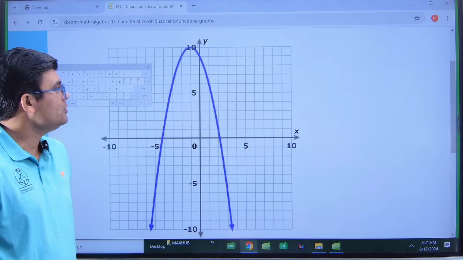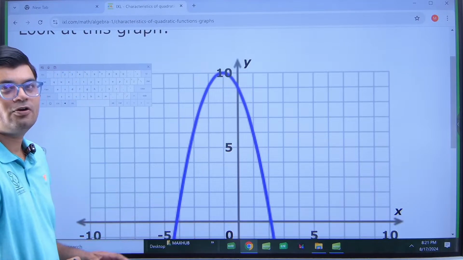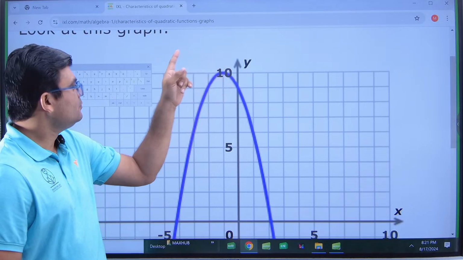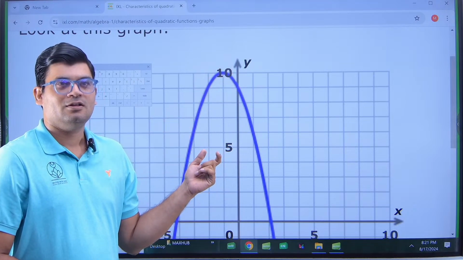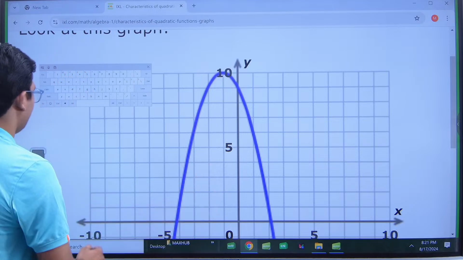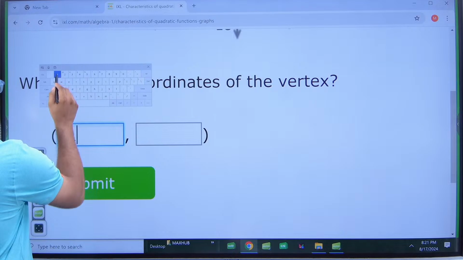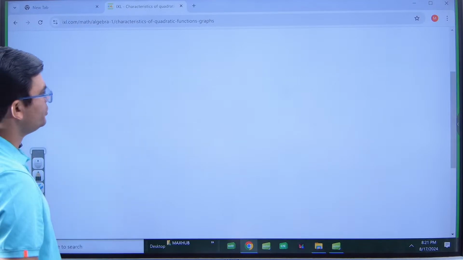0, 10. No, it is not 0, my dear. If you look at it carefully, the axis is at -1. If this vertex is not on the y-axis, you can't say 0, 10. The vertex is 1 unit towards the left. So that means -1, 10. Understood? Okay, sir, understood. -1, 10.